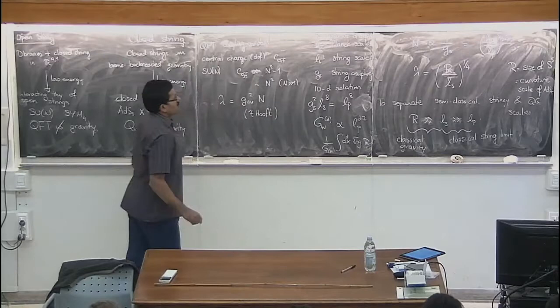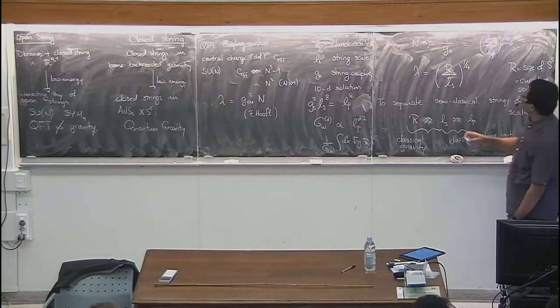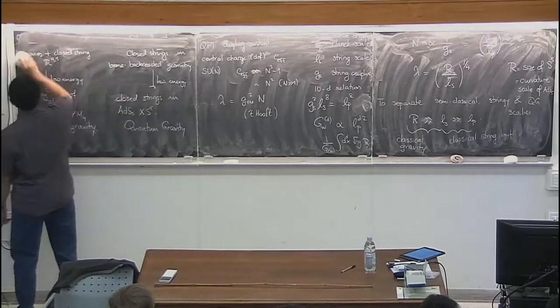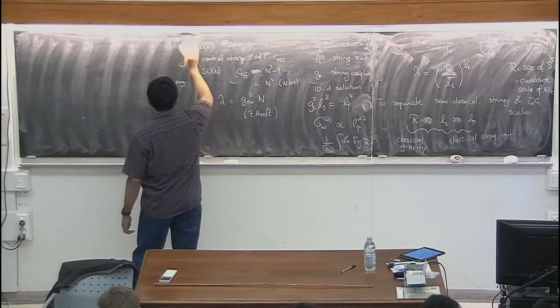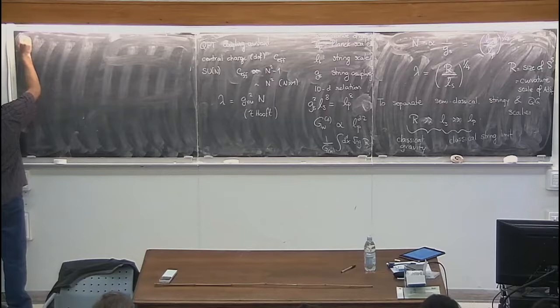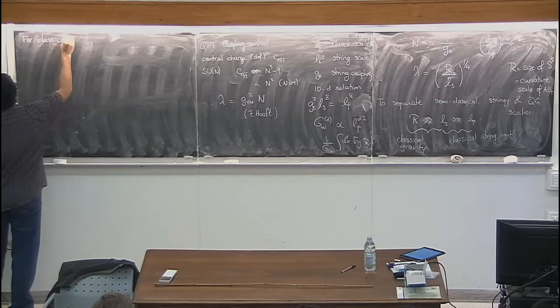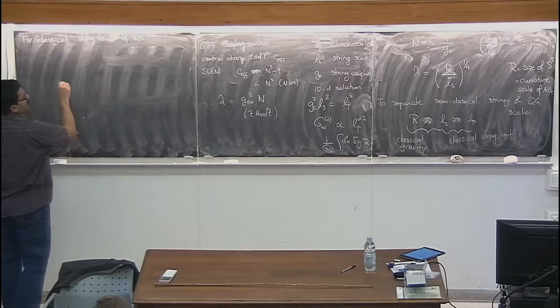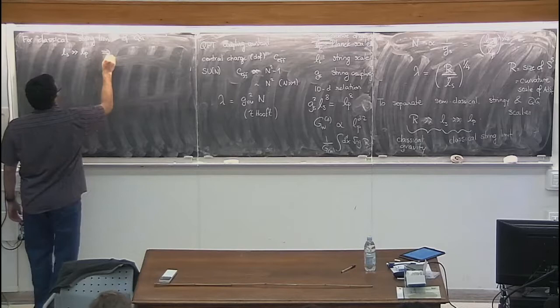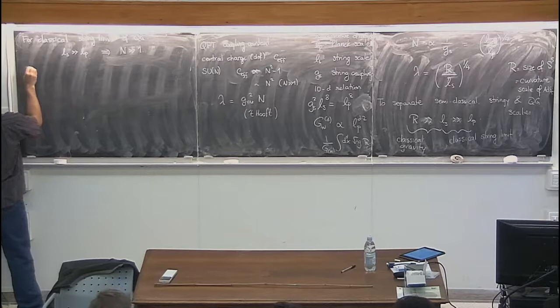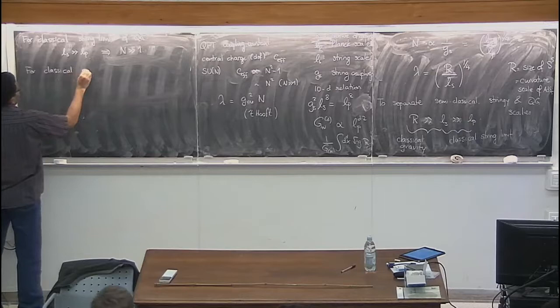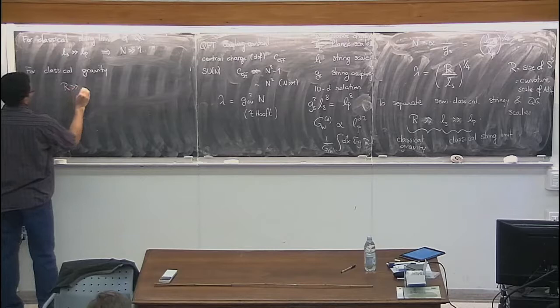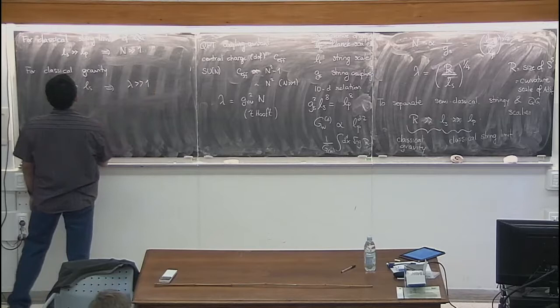So in this hierarchy, if this hierarchy is satisfied, it requires that n is much, much bigger than 1. And it requires that lambda is much, much bigger than 1. So for the classical string limit of quantum gravity, it suffices for us to get a large n limit, but for the classical gravity limit, I further need that all the curvature scales are much bigger than the string scale, which implies that lambda is much, much bigger than 1, which means we need to go to the strong coupling limit.